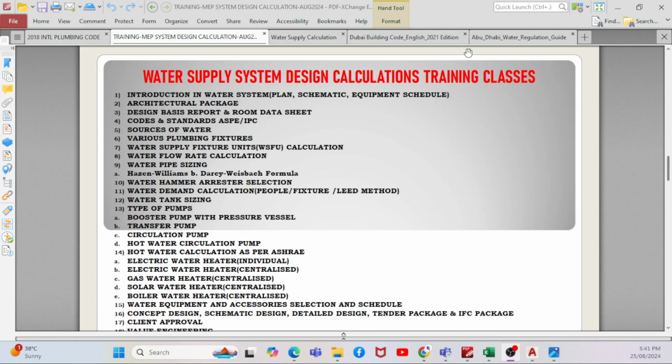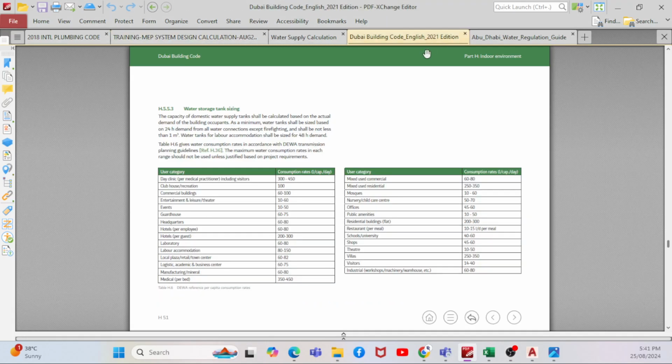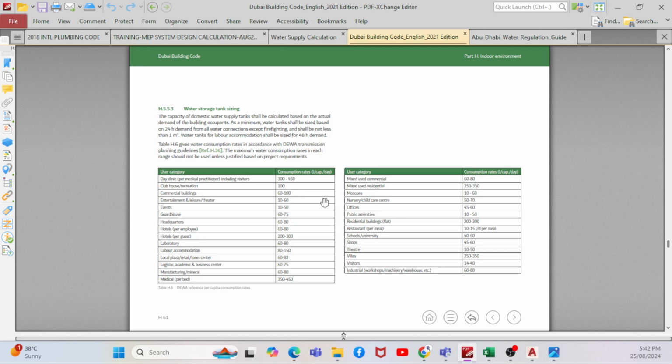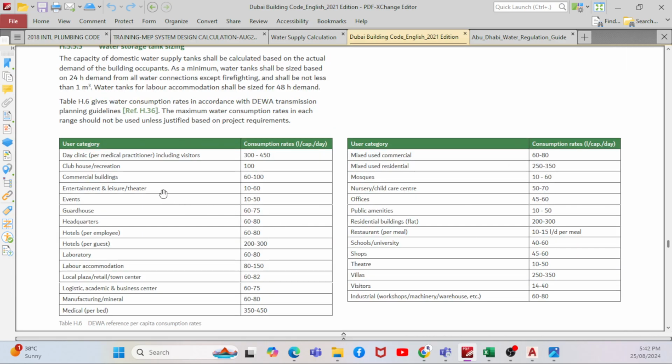If you go to any of the standards, for example the local municipality standard, and also the ones from Dubai and Abu Dhabi, you can locate what type of category. For example, if you are going to work on office areas, hotels, or commercial buildings, they have given you the consumption very clearly: how much demand per capita, meaning per person, per day.